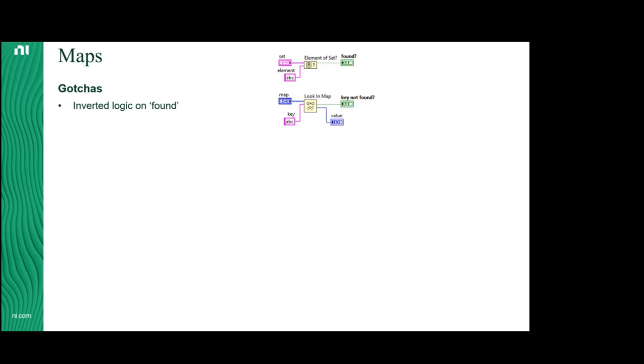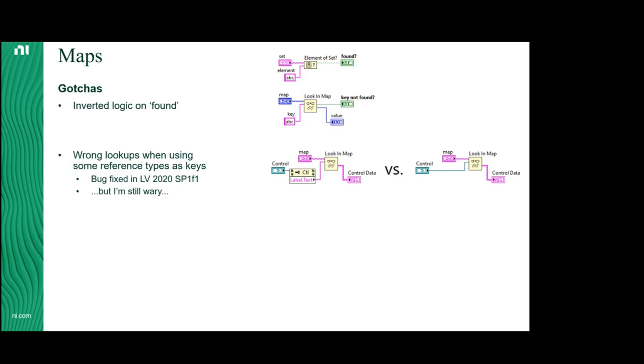is that those 2 functions have inverted logic. My general practice is, whenever I use element of set or look in map, I always hover over it with my mouse and look at the context help to remind me which way it operates, found or not found.